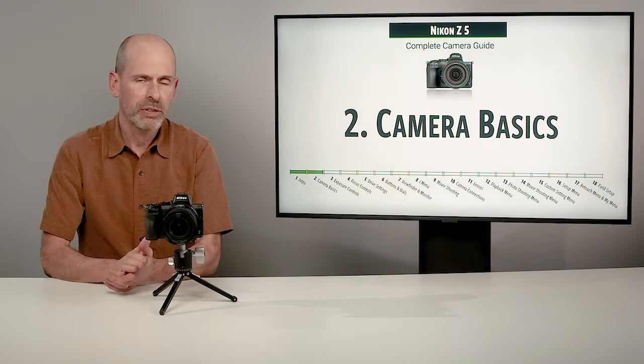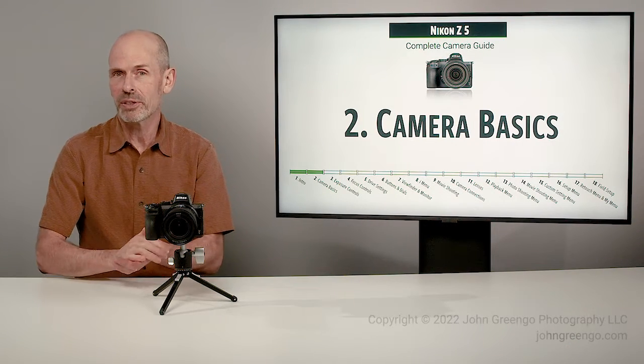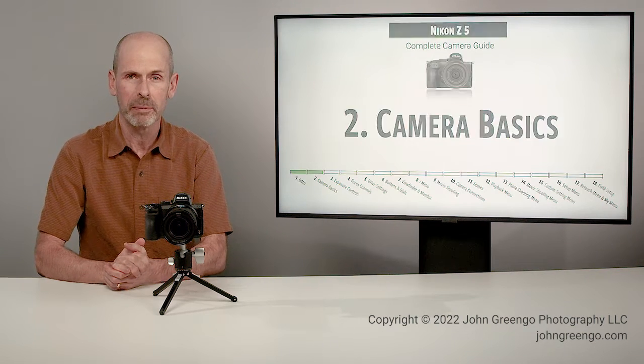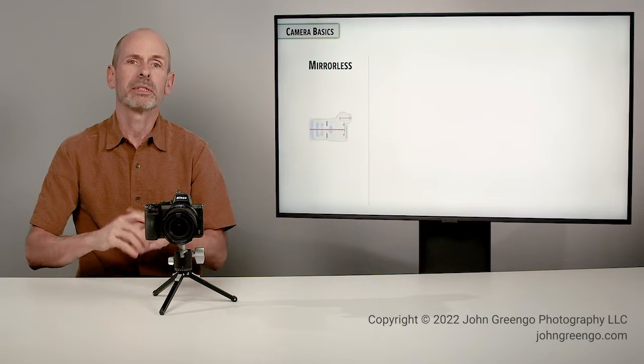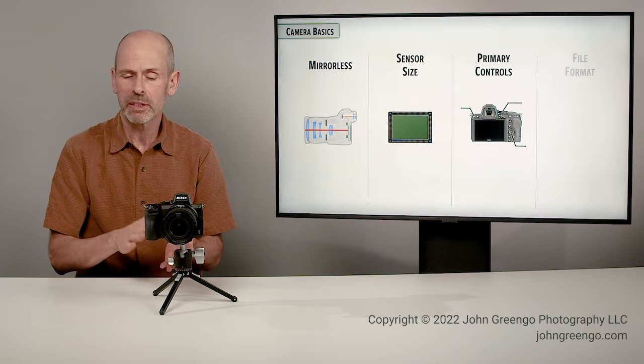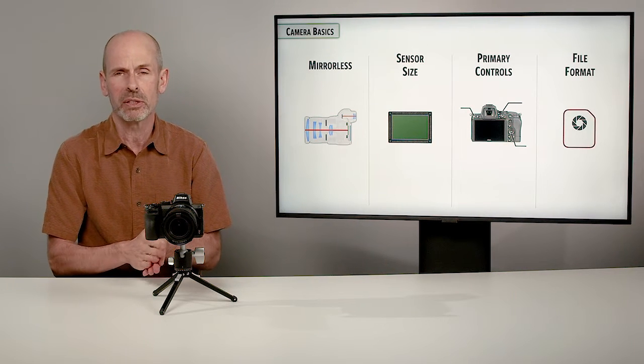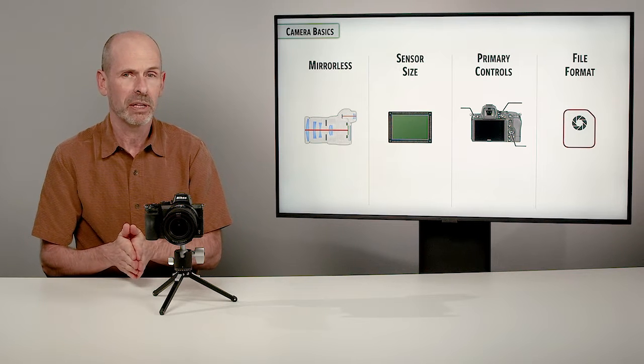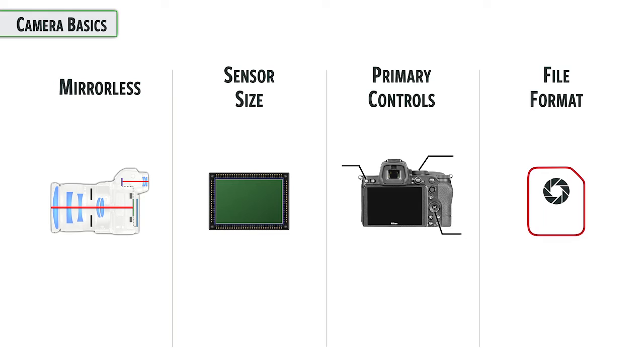Here in the camera basics section, we're going to take care of obviously some simple things, but we also have a few important things to do in here as well. We're going to be talking about what mirrorless cameras are, the different size sensors available and what's in this camera, the primary controls that we're going to be using throughout the remainder of this class, as well as setting our file format, which is one of the most important settings to do with a digital camera.